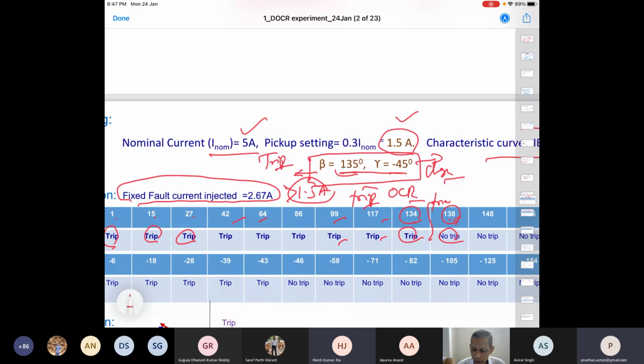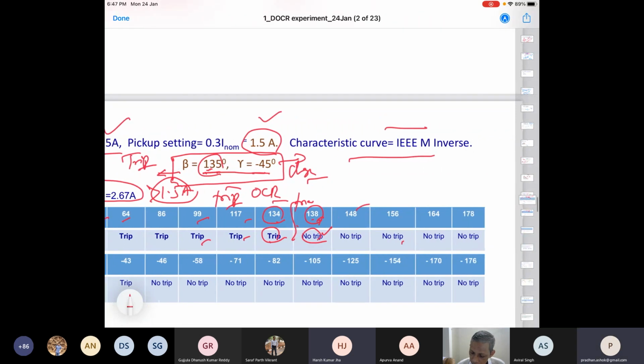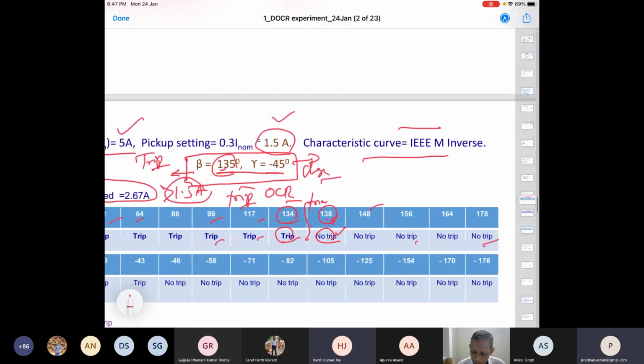So I believe you understand that 135 degree, left of that is no trip. Beyond that, 138 is no trip for this trip. So it means that this side is in agreement. Now we'll look into the other side, that is minus 45 side. 148 no trip, 156 no trip. This is the reverse side, 178.